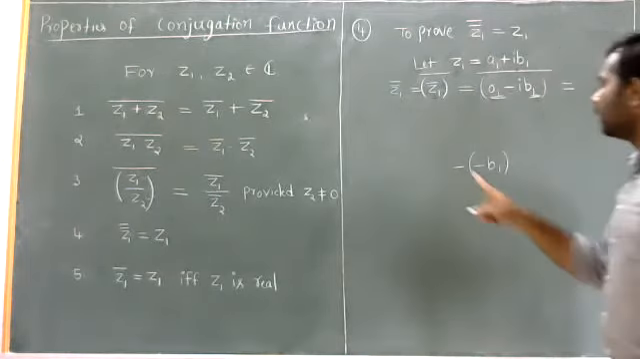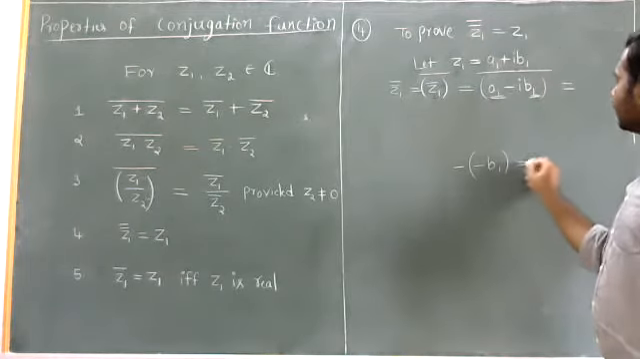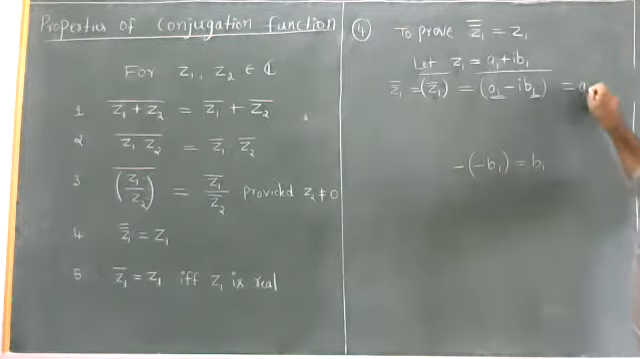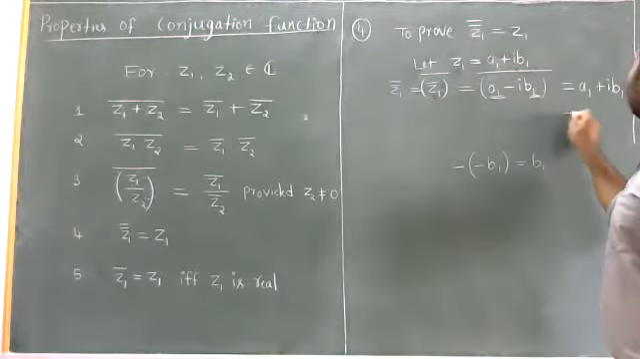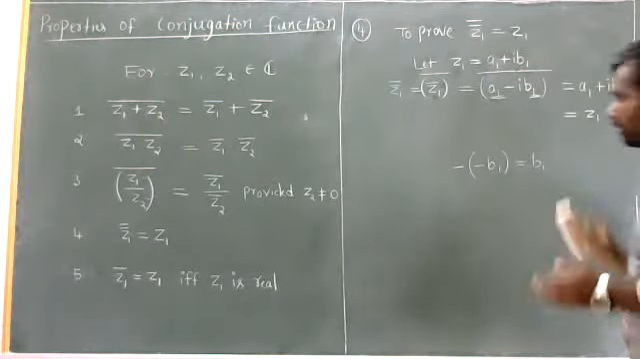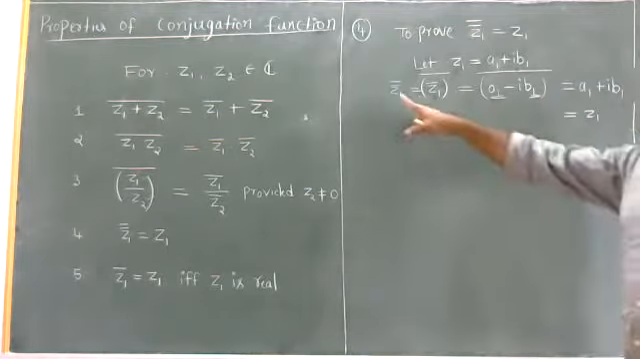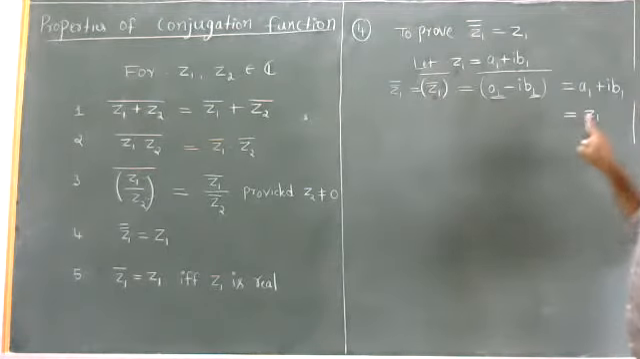So negative part, its negation is B1. So it will be A1 plus IB1. And what is this? It is nothing but Z1. So hence we prove Z1 bar bar is Z1.